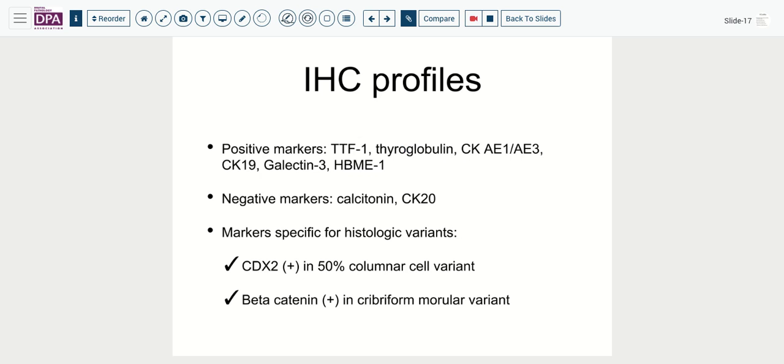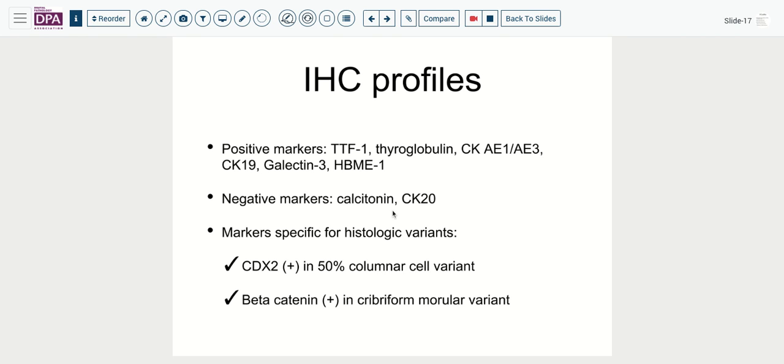So immunohistochemistry is not usually a defining feature or a critical feature, but it can occasionally be useful. Sometimes it can be confusing. So for example, TTF1 in a metastatic lesion could be thyroid, could be lung cancer. Thyroglobulin is usually positive in papillary carcinomas, and pancytokeratin, CK19, galectin-3 and HBME1 are relatively more specific for papillary thyroid carcinoma, but they are not absolute. There are some false negatives and a number of false positives as well.